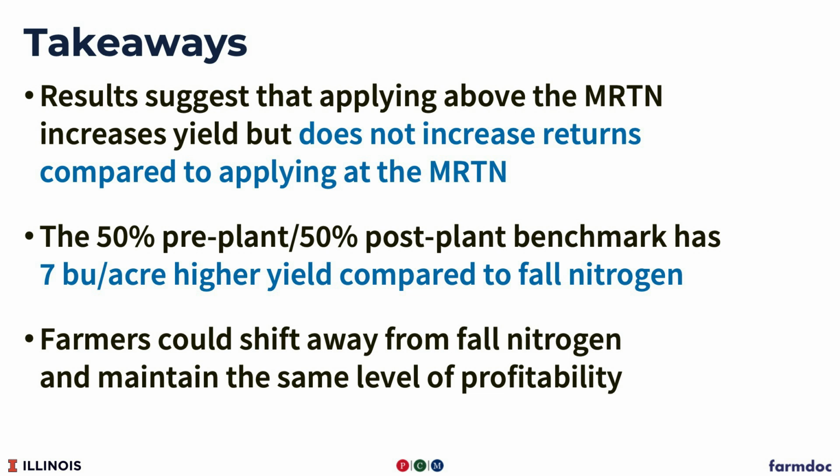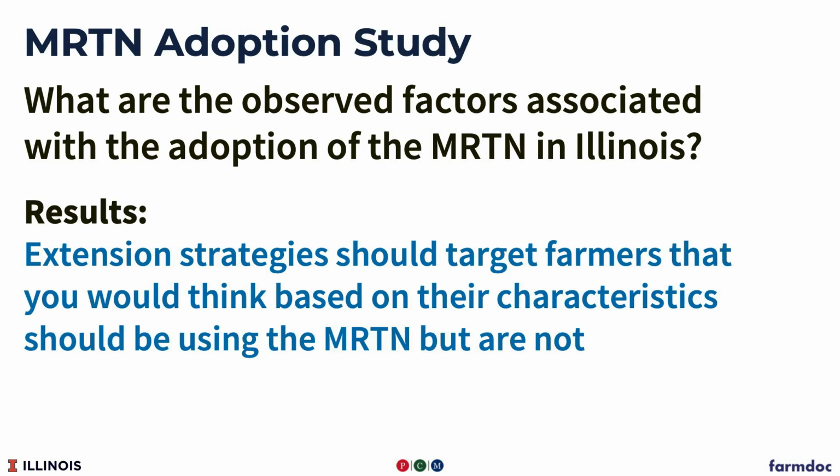Doing that study led to our next question. If farmers who are applying at the MRTN are more profitable than farmers who are applying below the MRTN, why are farmers not adopting the MRTN? And remember that the MRTN is the maximum return to nitrogen recommendation. That's going to differ from year to year depending on the nitrogen cost and price ratio.